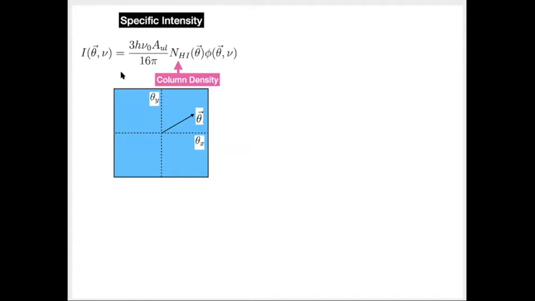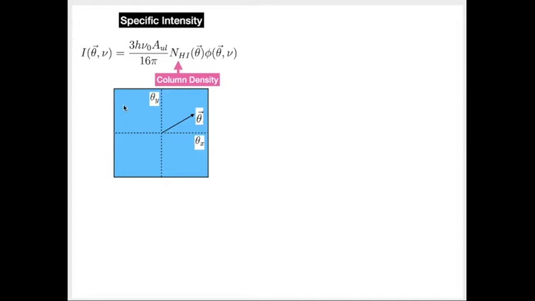I'll start by writing down the expression for the specific intensity. So this you should find from your notes on the radiative transfer of energy. And then when you go to the two-state systems, we talked specifically about H1 there. So this is the H1 specific intensity, which is defined at a particular direction in the sky.